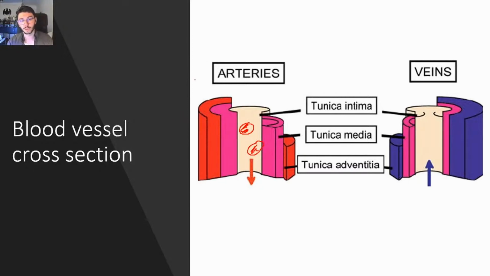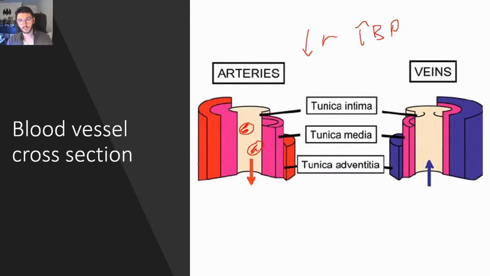If we vasoconstrict, that means a reduction in the radius, right? That's vasoconstriction. We increase pressure, and vice versa for vasodilation. We dilate, and therefore we decrease pressure. We also have some elastic tissue fibers, which can provide passive recoil, and that causes the pulse. And we also have some folds within the veins, which cause these valves to form for unidirectional flow.